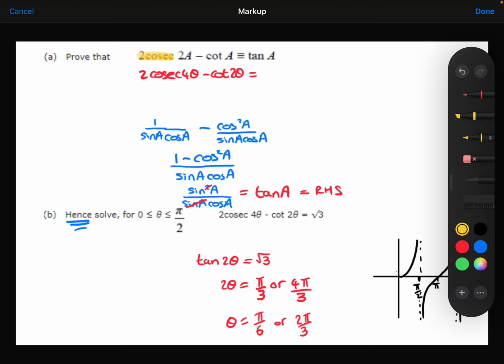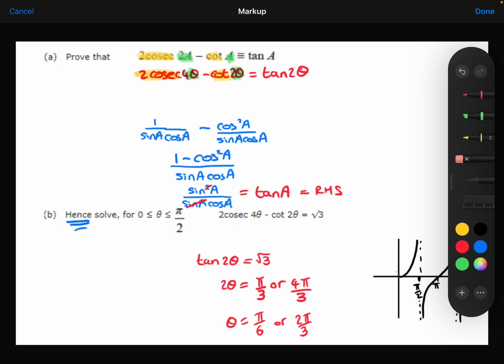I can see this is the same as this. The only difference is that A became a 2 theta. And if A was 2 theta, then 2A would be 4 theta. So the only difference here is that instead of an A, it's a 2 theta. So what that means is I can replace all of this with tan 2 theta.